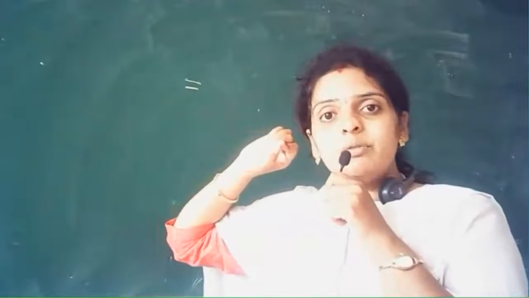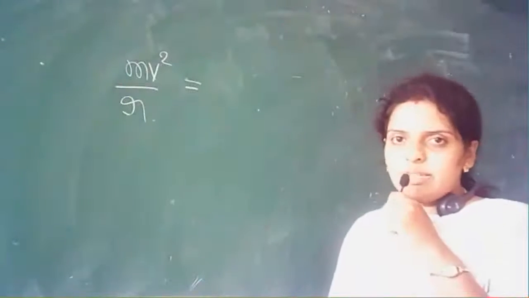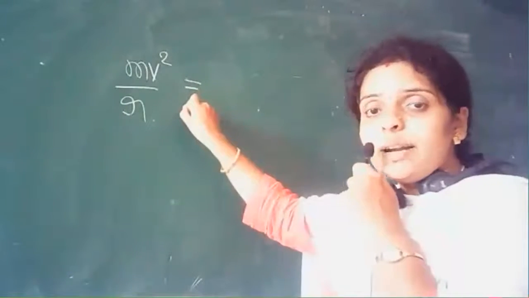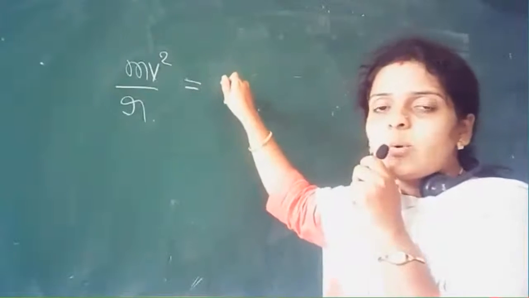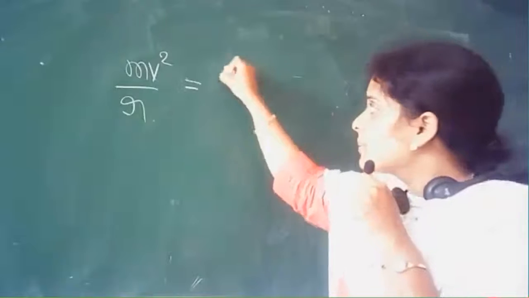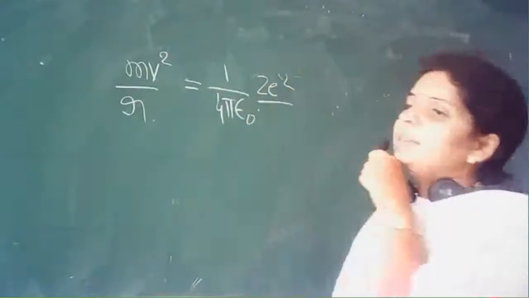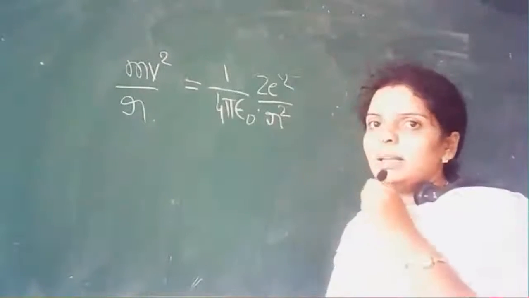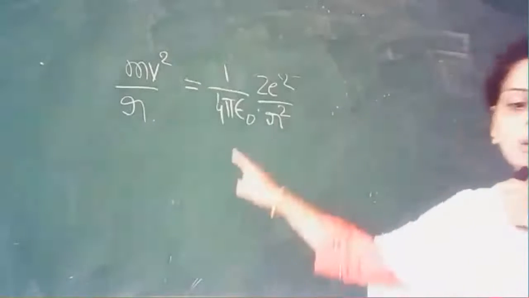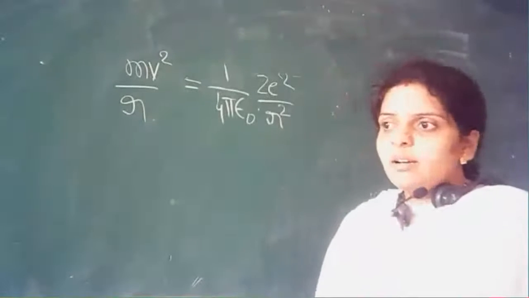So when the electrons revolve around the nucleus in a circular orbit, the necessary centripetal force is provided by the electrostatic force. What is the expression for centripetal force? Centripetal force is given by m v square divided by r, which is provided by the electrostatic force. The expression for electrostatic force is 1 divided by 4 pi epsilon naught, z e square divided by r square.